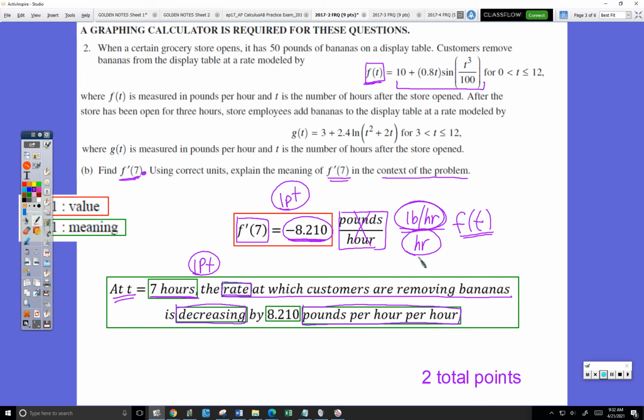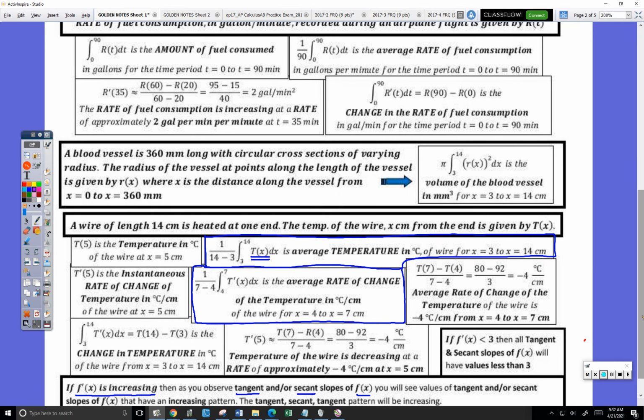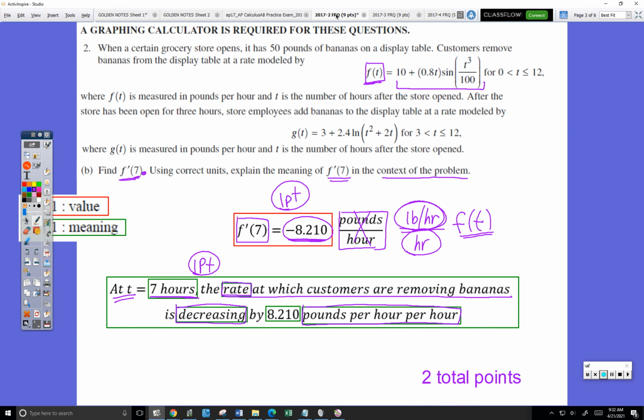To help with those kinds of explanations, again, the back of the golden notes, so sheet 1 on the back, there are a few examples of that kind of writing that you have to give once in a while. Let's see, down here, I have an example of it. This one works. This one's talking about temperature. It's a little bit different, but it's somewhat similar. So anyway, that was worth 2 total points.